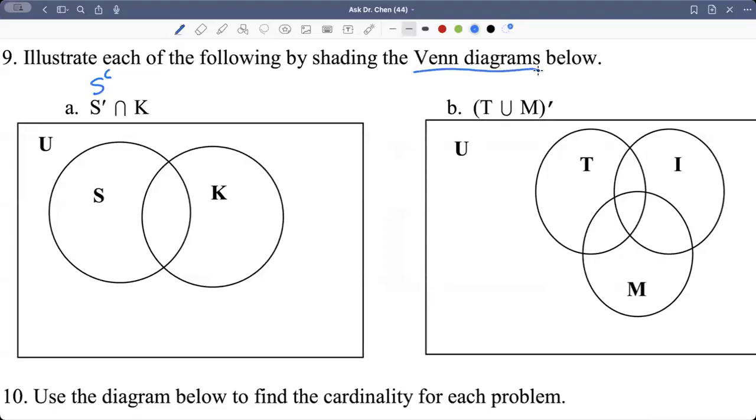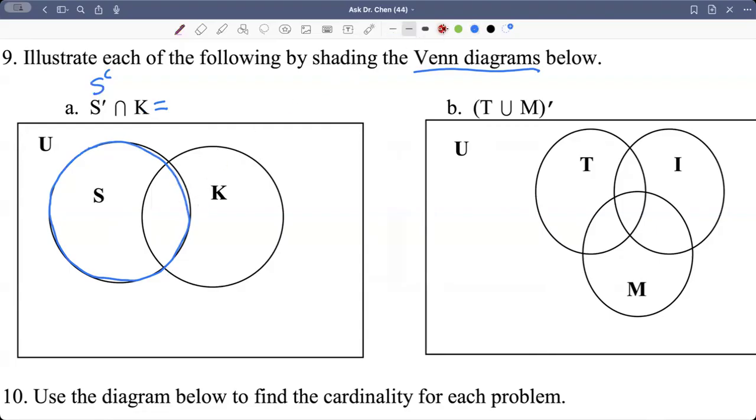So the Venn diagram, all right. We want to represent S complement intersect with K. So let's first draw S complement. S complement includes everything, just not inside S, right? That's not inside S, it's just outside of S. Intersect with K. Well, this is K.